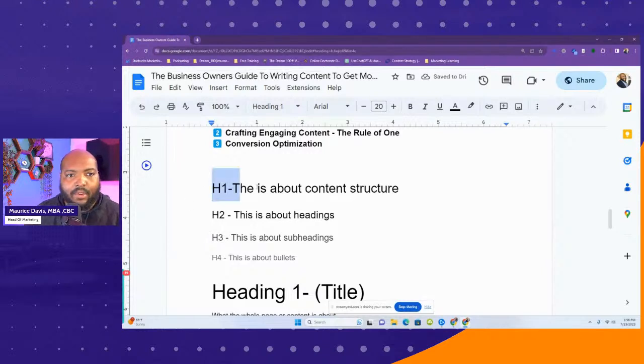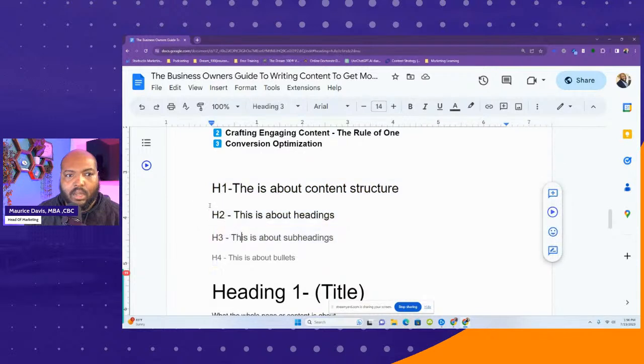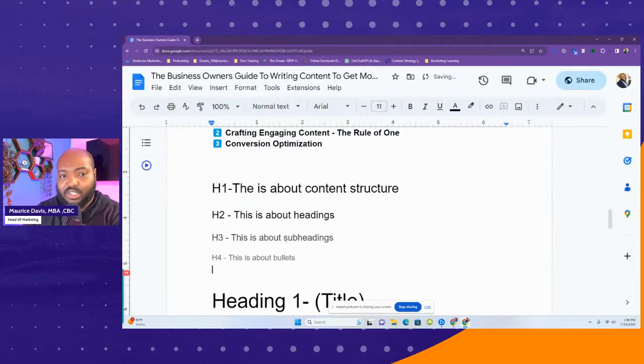So everything that falls underneath here is all about content structure. The primary section that we're going to be breaking into is about headings, right? The next section, when we start talking about headings, we're going to get into subheadings, and bullets fall under subheadings. Now, if I were going to start another section, it would be H2. Be another section.